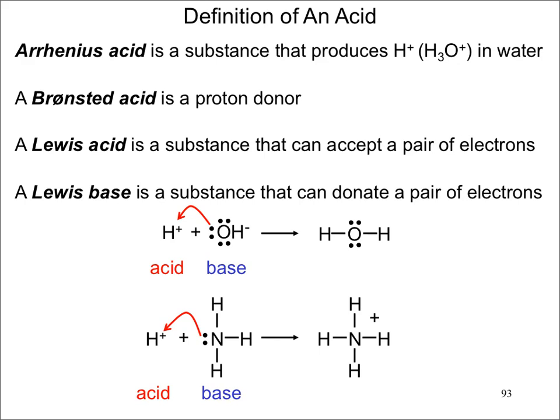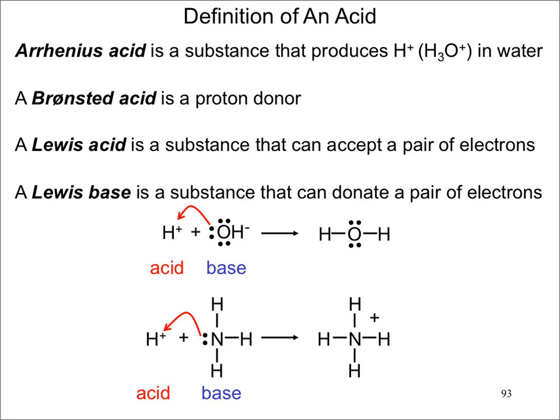All right, acid definitions. Just a recap. Arrhenius acids are substances that produce hydronium ions in water. Arrhenius bases produce hydroxide. I said that backwards. Arrhenius acids are substances that produce hydronium ions in water. An Arrhenius base produces hydroxide ions in water. A Bronsted-Lowry acid is a proton donor. A Bronsted-Lowry base is a proton acceptor.